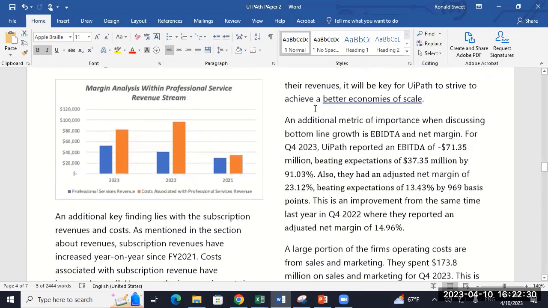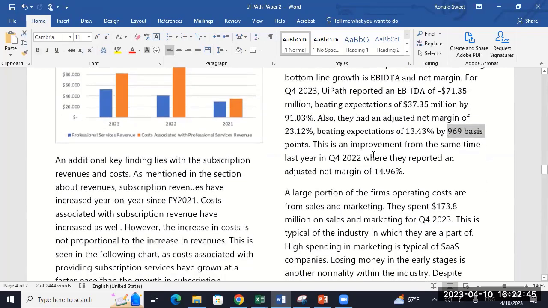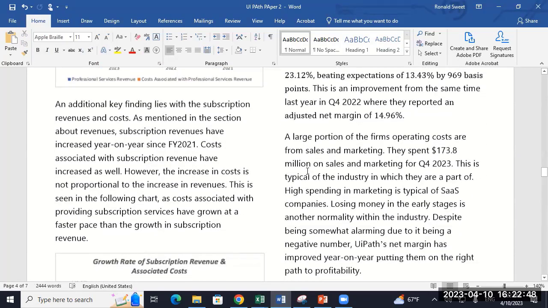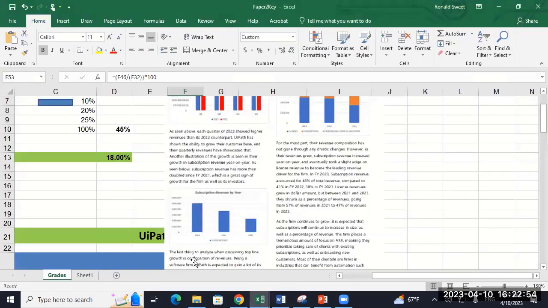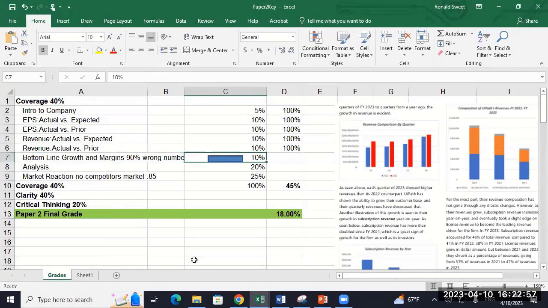An additional metric of importance when discussing bottom line growth is EBITDA and net margin. And here he talks about the net margin. There's that 969. All right, so a little bit more discussion. All right, so I might, on the bottom line, I might give him like a 90 because it's just confusing to me. So I'm in trouble following the numbers, but generally he's got it all covered in there.